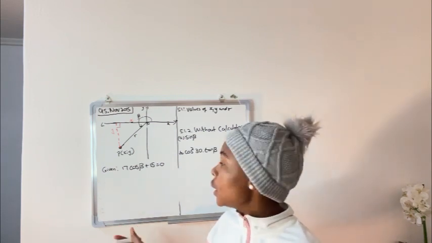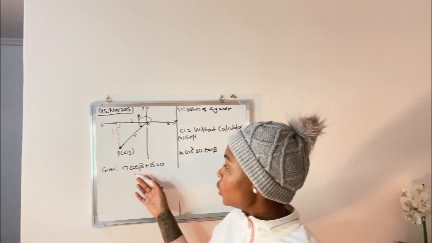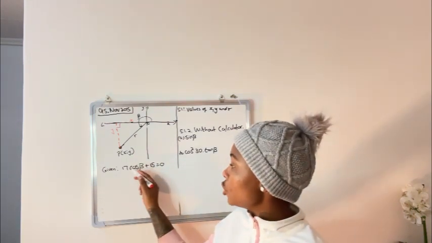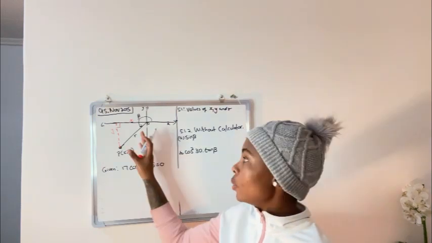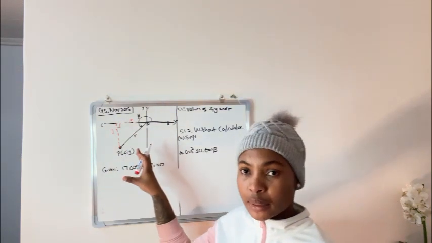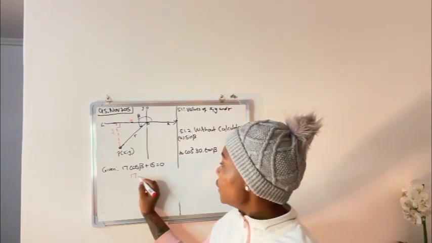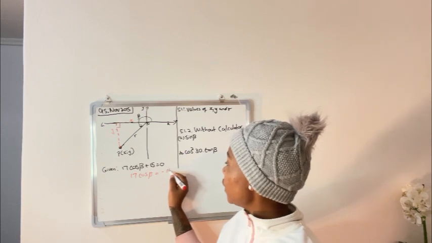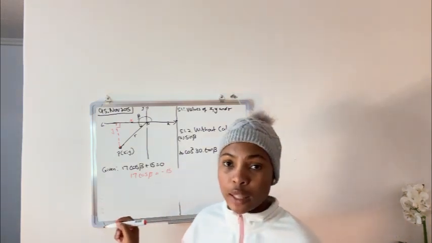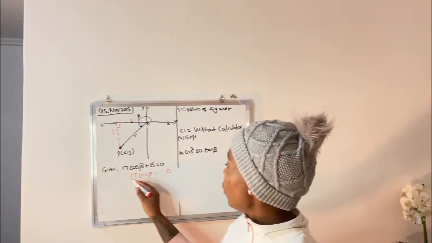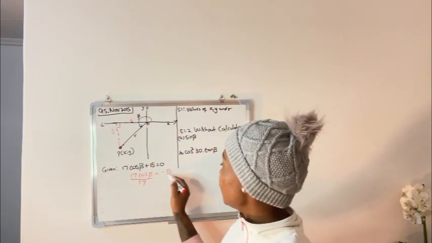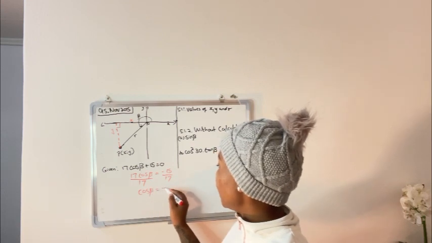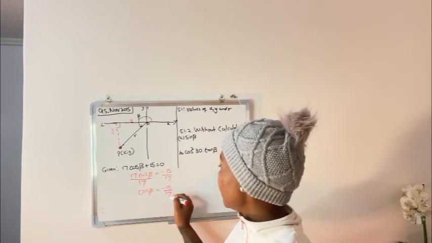We are given that 17 cos beta plus 15 is equal to 0. We are going to solve for the ratio of cos beta because it will help us to find all the missing values. So we'll have 17 cos beta is equal to negative 15. We take 15 to the other side of the equal sign, it changes its sign. We divide by 17 both sides, so cos beta is equal to negative 15 divided by 17.